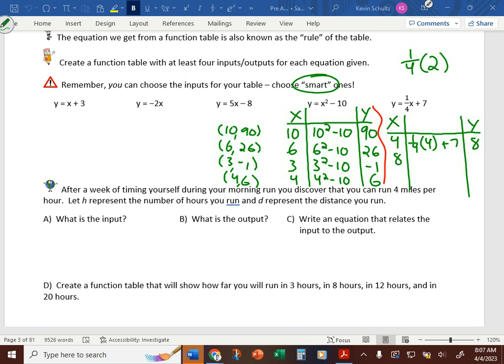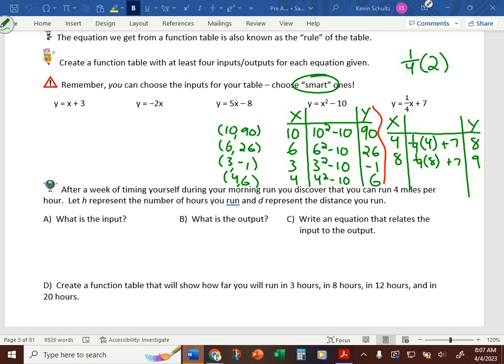Why? What's 1/4 of 8? Cut a pizza into 8 slices. You take 1/4 of them. How many slices did you take? 2. 2, right? 1/4 of 8 is 2 because 2 goes into 8 4 times, right? So 1/4 of 8 is 2. 2 plus 7 equals 9. Give me another smart value here.